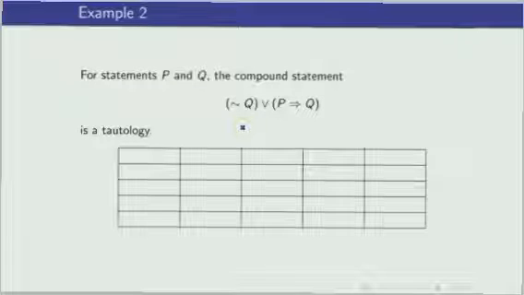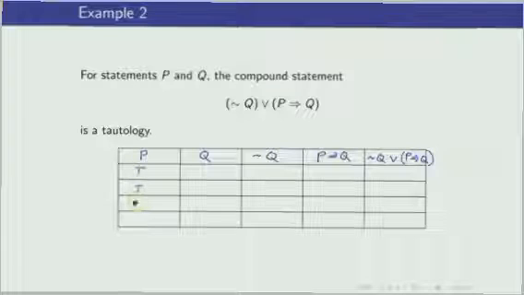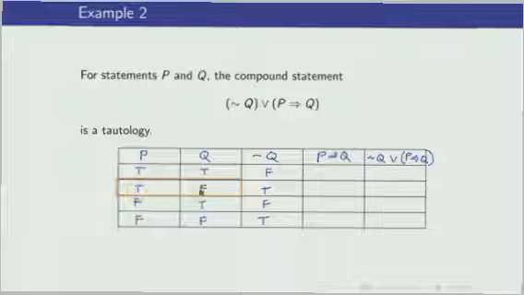Let's look at this example. Let us check that the compound statement not Q or (P implies Q) is a tautology. We will be needing the components P, Q, and then we need not Q. We need P implies Q. And lastly, our statement. For P implies Q, this is only false when you have true premise but false conclusion.